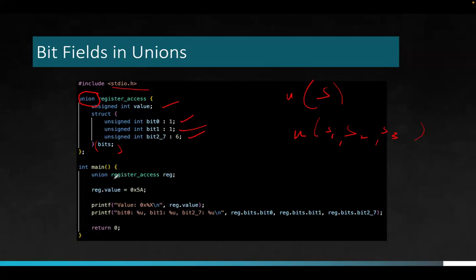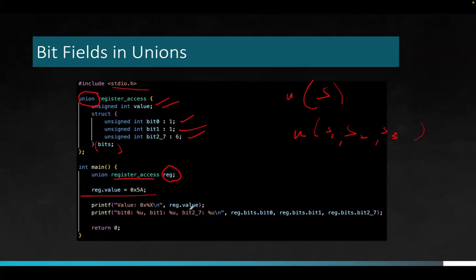Union register access with a short name as reg. The entire members of the union will now be associated with reg. Now, what will happen? reg.value is equal to 0x5a. So this integer value is 0x5a.